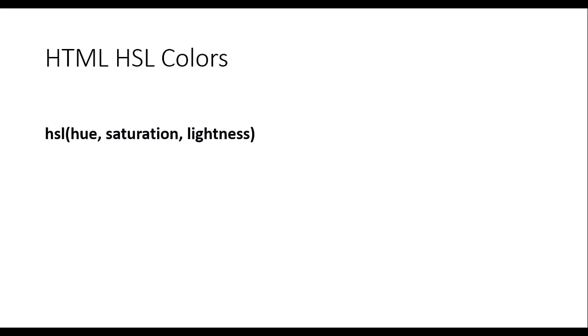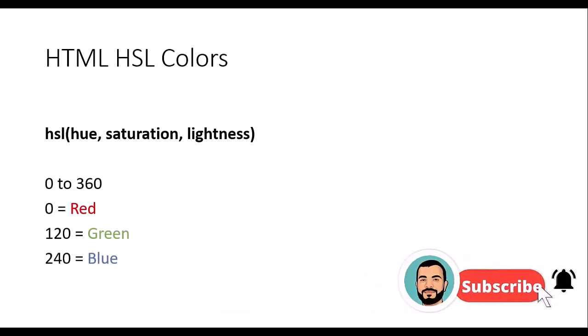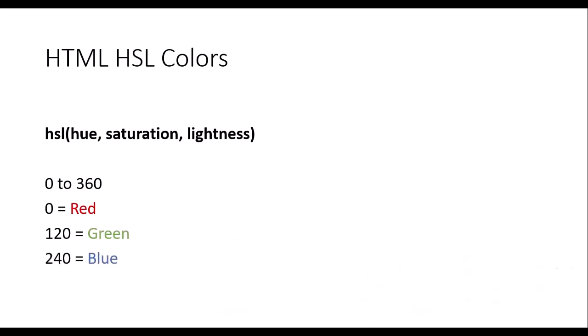As you can see, HSL stands for hue, saturation and lightness. The hue is the degree on the color wheel from 0 to 360. 0 is red, 120 is green and 240 is blue. Saturation is a percentage value. 0% means a shade of gray and 100% means full color. Lightness is also a percentage value. 0 is black and 100% is white.